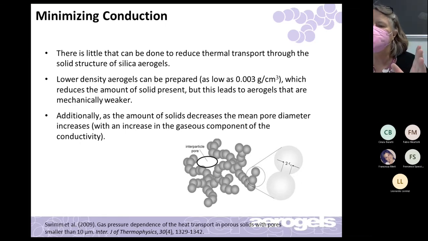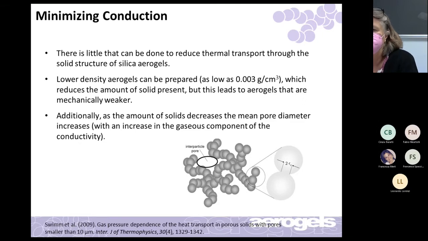in an aerogel. Don't forget, there are three parts: conduction, convection, and radiation. And I'm just talking about conduction. So there is not that much that can be done to reduce thermal transport through the solid silica, or the solid structure of any aerogel. We could do lower density aerogels, and people have prepared very low density aerogels, which reduces the amount of solid material, which would reduce the conduction through the solid material. But this tends to lead to aerogels that are just weaker.